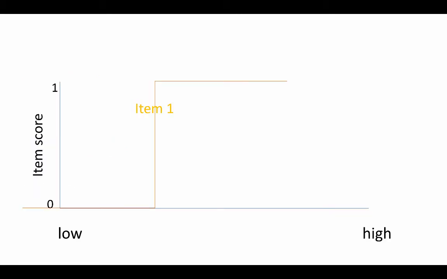Now, the relationship between the latent trait, so how much you know about a specific topic, and the item score can be summarized in an item trace line or an item characteristic curve that looks like this. If you know nothing about a topic, you will answer the question incorrectly, and there is no chance of guessing the correct answer. Once you know a bit, you suddenly know, oh, this is the answer, and you answer it correctly.